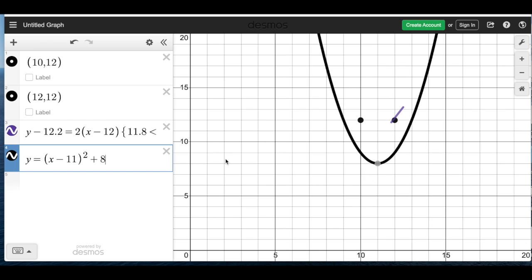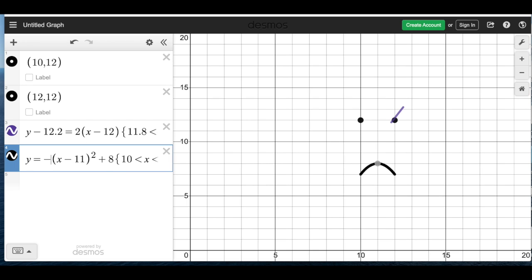That's the vertex form. And again, I would probably want to restrict the domain, so I'll use the fancy little brackets, and in between, say I only want it to exist between 10 and 12. 10 less than x less than 12. There you go. And suppose it doesn't look quite right. Suppose you want to make him look a little angrier. You could have it opening down. It could be a sad face, right? That's what a negative out in front of that quantity does.